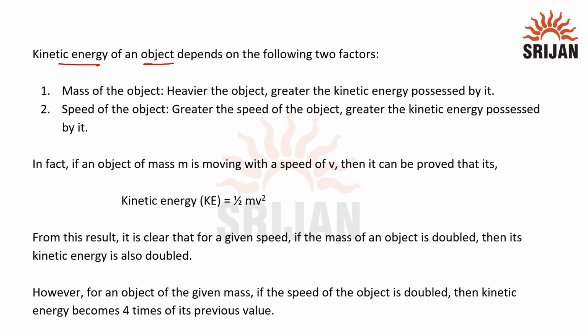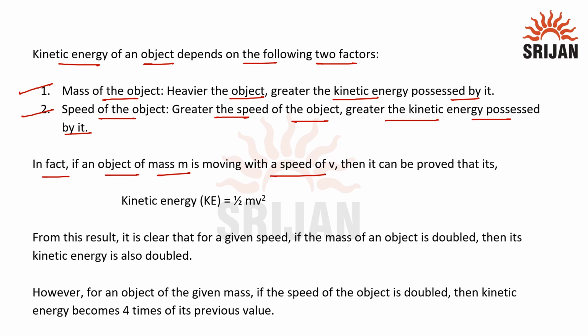Kinetic energy of an object depends on the following two factors. First, mass of the object, that is heavier the object, greater the kinetic energy possessed by it. Second, speed of the object, that is greater the speed of the object, greater the kinetic energy possessed by it. In fact, if an object of mass m is moving with the speed of v, then it can be proved that its kinetic energy is equal to half mv square.